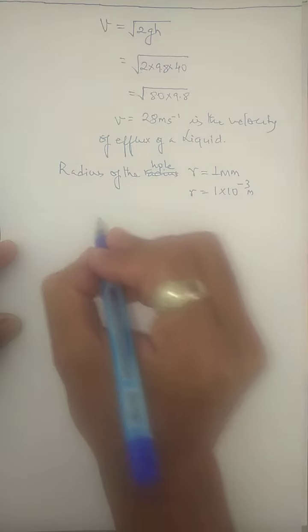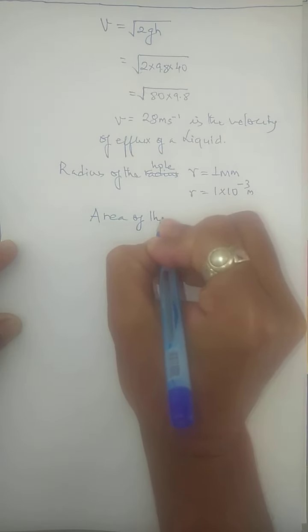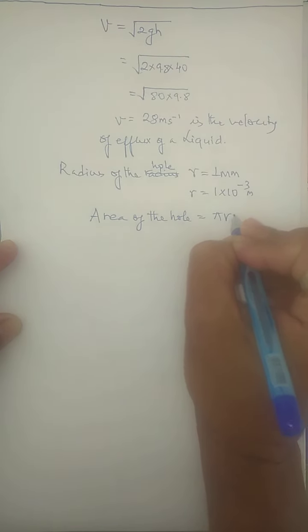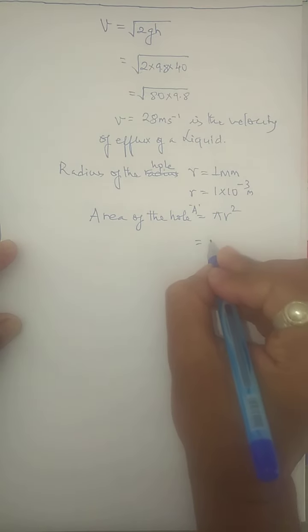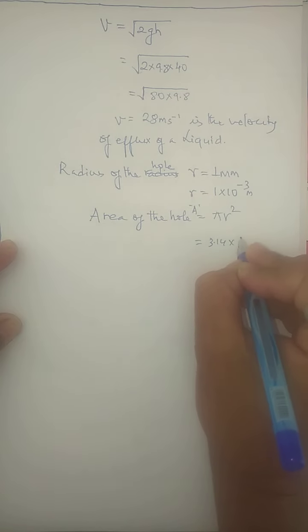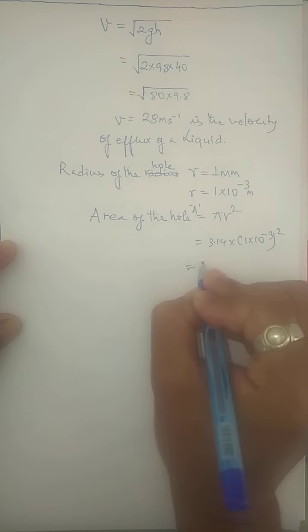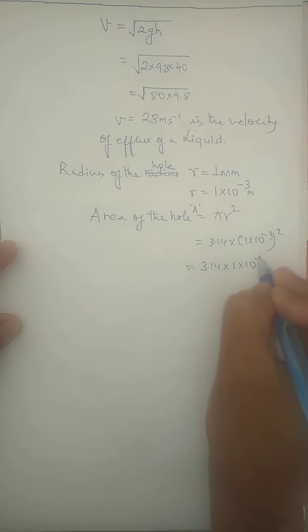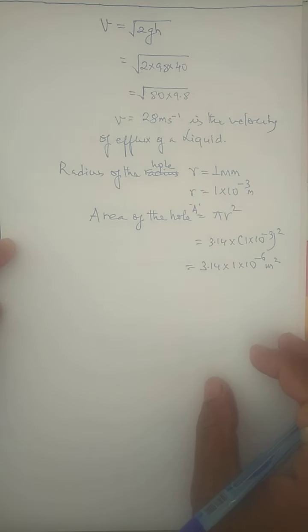Now once you know the radius, we calculate the area of the hole. The area of the hole formula is pi r square, and I write this area by letter A. So pi means 3.14 into the radius, 1 into 10 to the power minus 3, whole square, which means 3.14 into 1 into 10 to the power minus 6, and this is meter square. So this is the area of the hole. But in the question what we need to find out is the rate of flow of water.